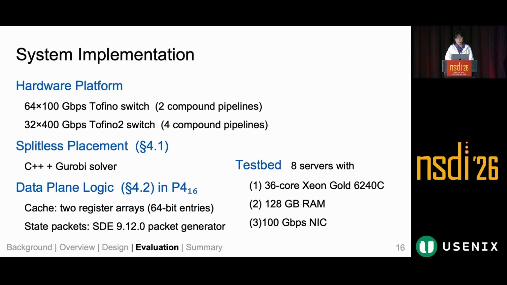We implemented SketchPipe on a 64 by 100 gigabits per second Tofino switch with 2 compound pipelines and a 32 by 400 gigabits per second Tofino2 switch with 4 compound pipelines. The splitless placement component is implemented in C++ with a Gurobi solver. The data plane logic is implemented in P4, and the cache uses register arrays. And the state packets are generated using the packet generator in the switch SDE. Our testbed contains 8 servers equipped with 100 gigabits per second NICs.